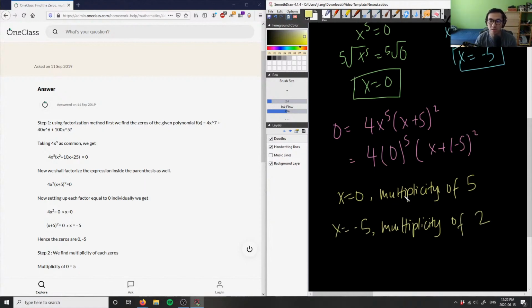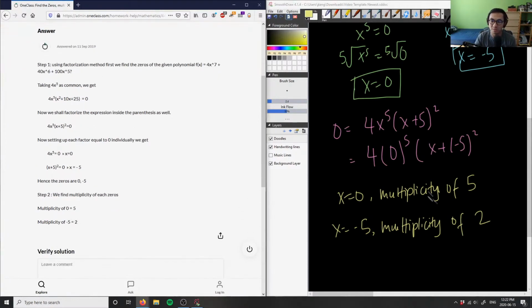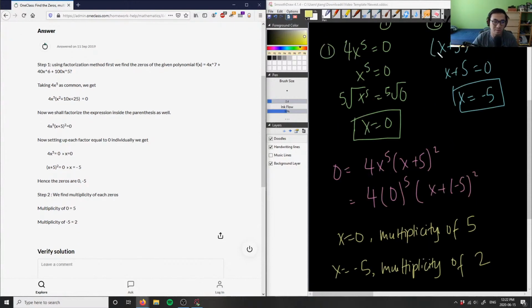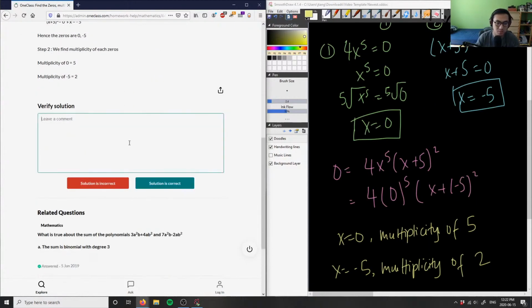So this here would have a multiplicity of 2, its own degree. In this case, these are our answers. The zeros are 0 and negative 5, as we solved here, and the multiplicity of 0 is 5, and the multiplicity of negative 5 is 2, as determined by the degree of those factors. So this solution here is correct.